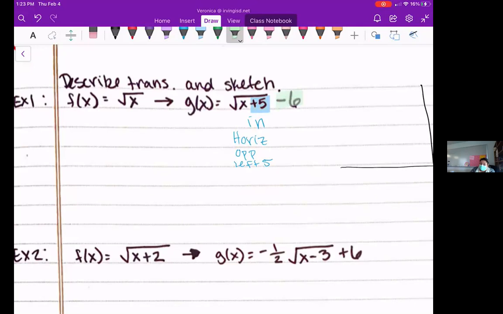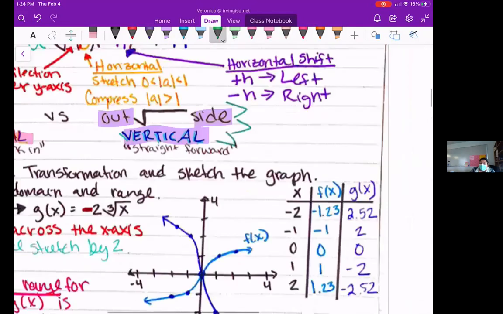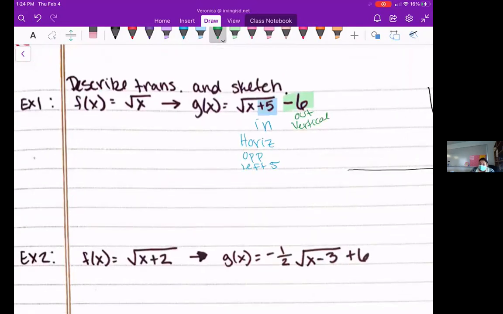Then on the outside, we have a minus 6. Well, this is outside, so I know it has to be a vertical transformation. Remember, anything that's vertical is just really straightforward, right? Because it's a minus, I know it has to go down 6. So that's the only thing that's different, comparing it back and forth from f of x to g of x. Those are the only 2 numbers that are different. So that's it. That's your transformation. Now, to graph your new function, really all you have to do is plug numbers in, okay?